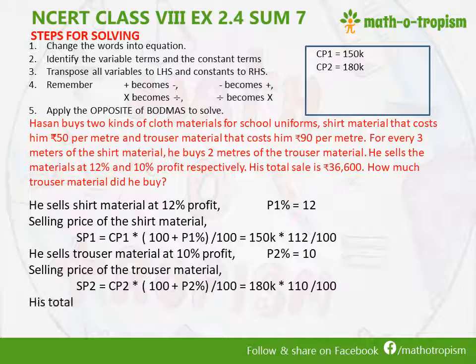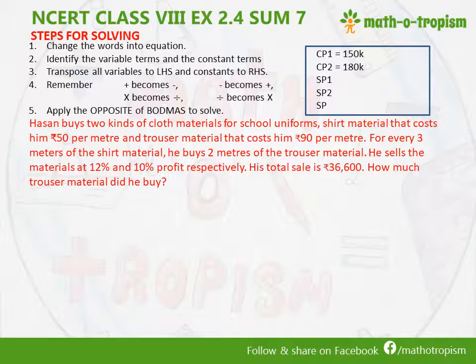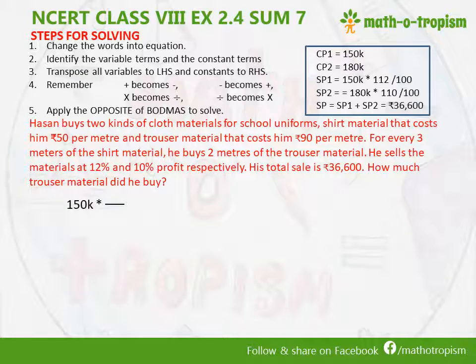Then they have mentioned that his total sale is 36,600. So total sale means what? It includes the selling price of the shirt material and the trouser material. So SP is equal to SP1 plus SP2, which is equal to 36,600. So that means 150k into 112 by 100 plus the trouser material selling price, which is 180k into 110 by 100, will give me 36,600.